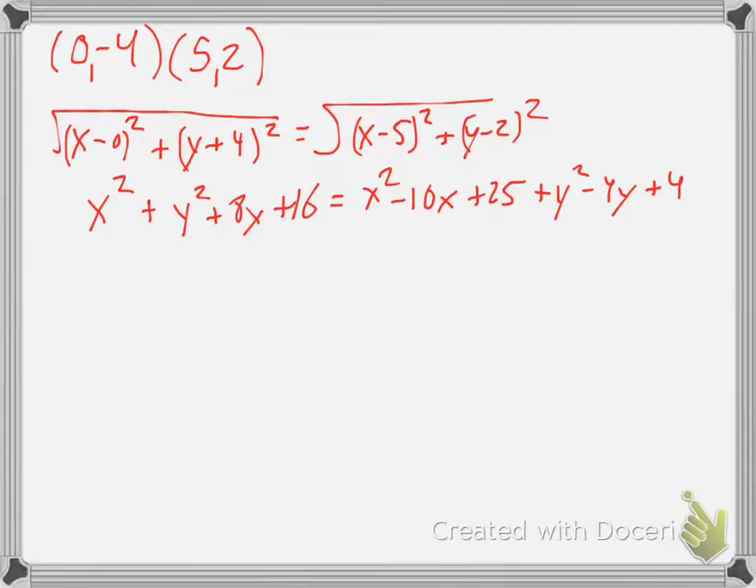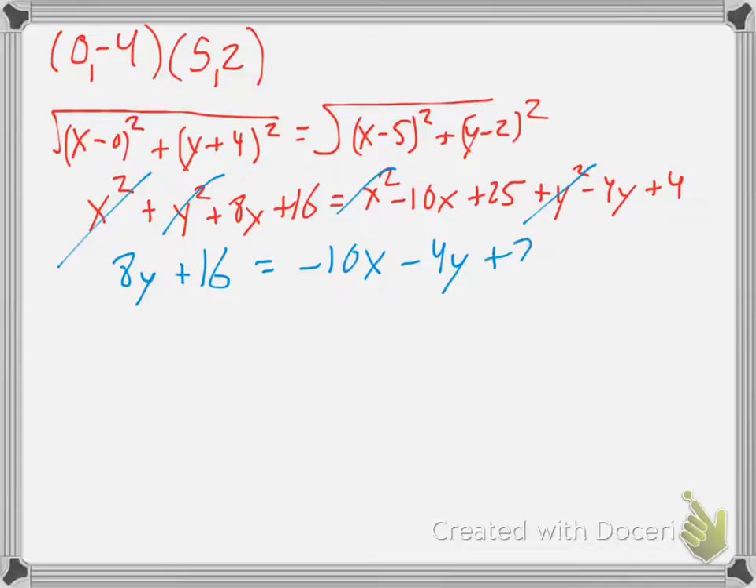okay, so hopefully we recognize that the x squareds will cancel, the y squareds will cancel. That makes it a little bit easier because all that's left is 8y plus 16 over here and negative 10x, minus 4y plus 29. Up until the 25. Oh, you combined it. Combined it. Okay. Yeah, we don't have the y's on the left side.